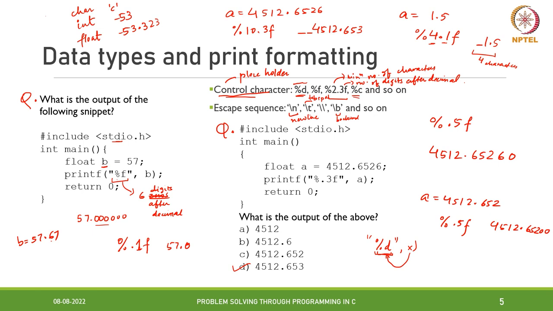Yeah, the answer will be the same. Writing it as 0.3f or %0.3f is the same thing. It does not make any difference. That is why, instead of writing 0, you can skip the 0. It will print the same thing.